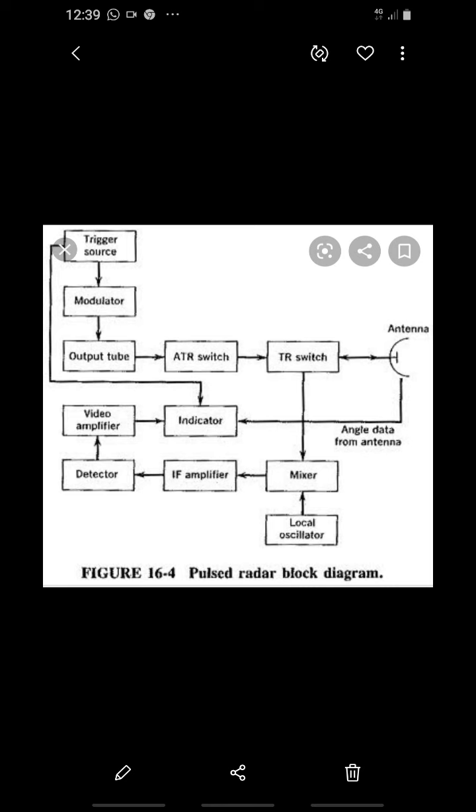IF amplifier. It consists of a cascade of tuned amplifiers and provides high gain. The intermediate frequency range is 30 megahertz or 60 megahertz.